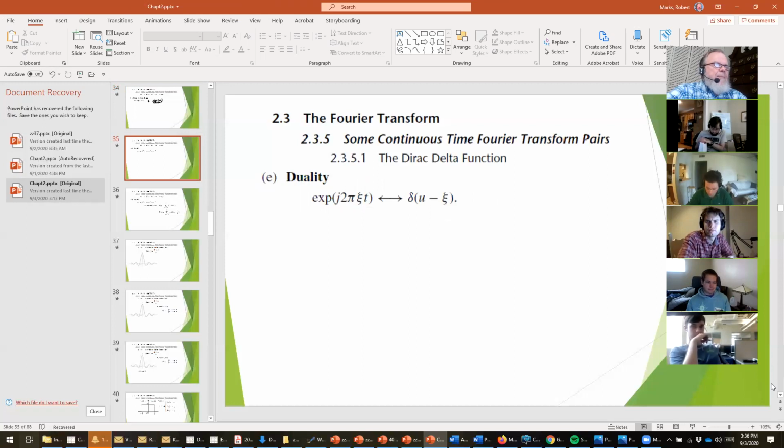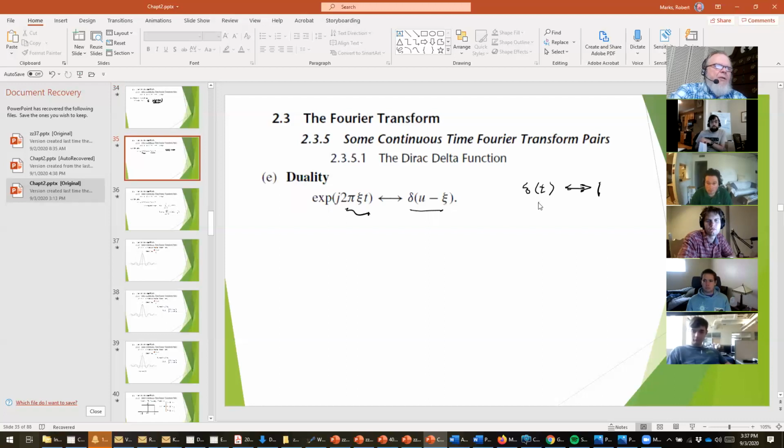Here's another Fourier transform pair, and that is that the exponential Fourier transforms to the delta function. We know that delta of t, here's the way we know that. We know that delta of t has a Fourier transform of 1.